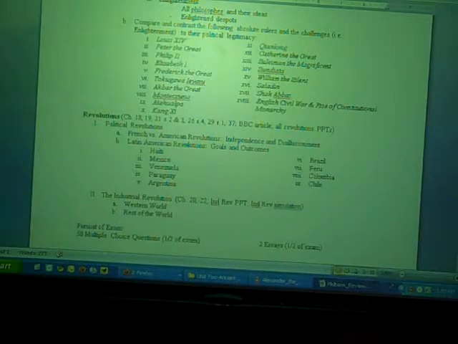What are the enlightened despots? Enlightened despots are absolute rulers that actually kind of followed along and used some of the Enlightenment ideas. Like Catherine the Great was an enlightened despot, Frederick the Great, and I'm missing an Austrian. Is there a Joseph? Was there a Joseph? Yes. Joseph the Second. Yes, he's the Austrian I was thinking of.